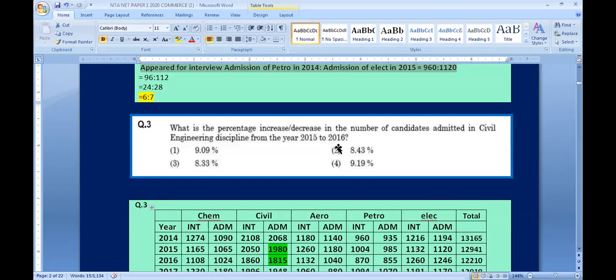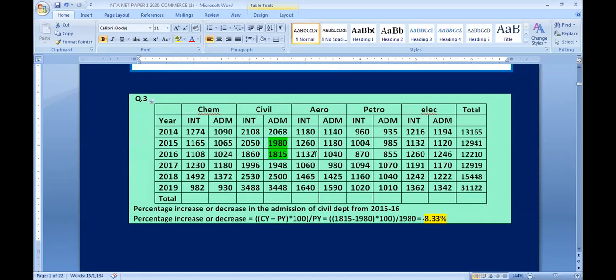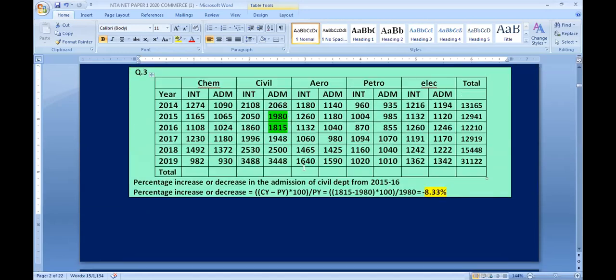So look at the question. Highest year given is 2016. This is the current year. Then 2015 given in the question is the previous year. That's all. So current year value, look here.